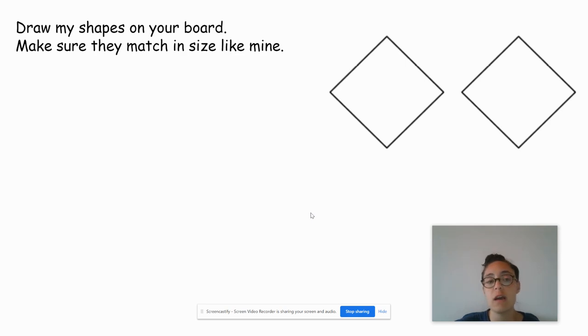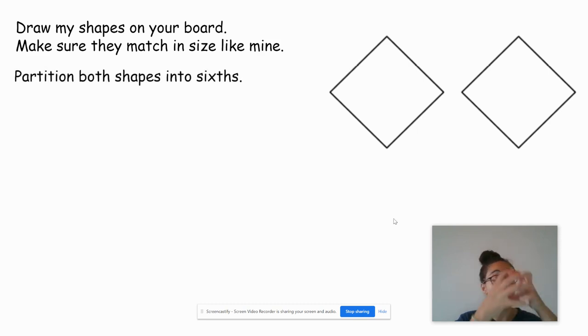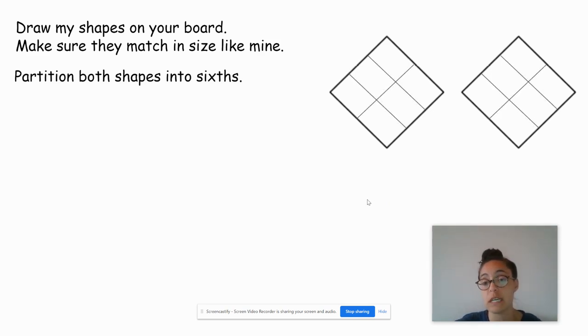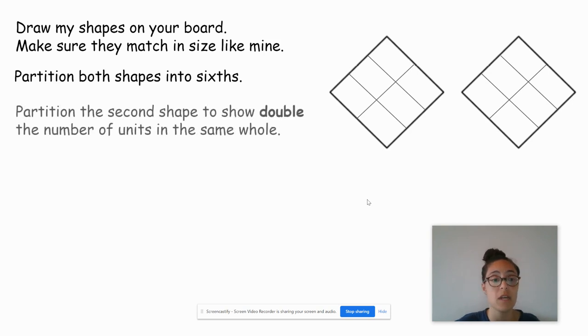So let's keep going. So now I want you to draw these shapes on your board. So on your paper, you can draw 2 shapes, 2 squares, 2 diamonds, just like mine. And I want you to partition or break them into 6ths. So you can do yours like that, and I did mine like this. Now I want you to partition the second shape to show double the number of units in the same whole. So double the second box over here. So it should look like this.